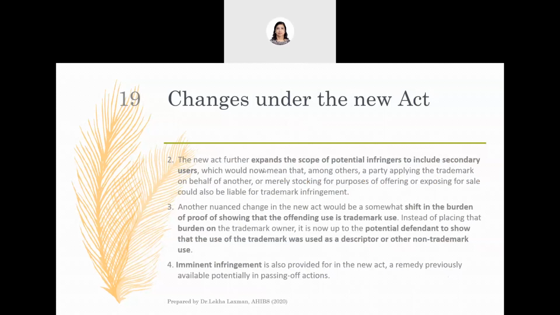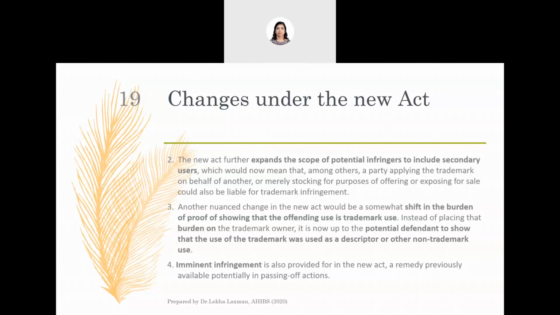Now, again, the new act expands the scope of potential infringers to include secondary users. Last time, only primary users were liable for infringement. But now even secondary users can be liable for infringement. In that context, even by just stocking a particular product, you can be liable for infringement, even though you are not actually selling the product.